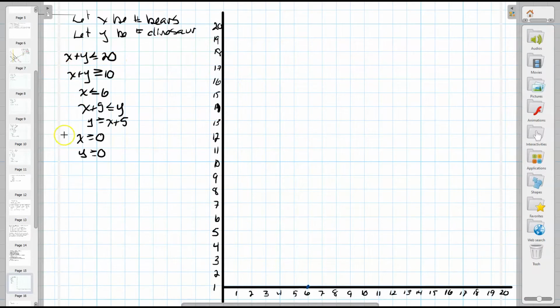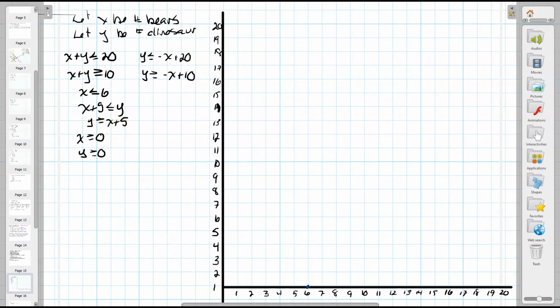Now that I have all my constraints defined, I want to get them into the y equals ax plus b format. So we take this one, we're going to subtract x from both sides. So we get y less than or equal to negative x plus 20. Same thing with this one, subtract x from both sides. We'll end up with y greater than or equal to negative x plus 10. The x less than or equal to 6, we don't need to change. I've already worked through this one, so we've already got y greater than or equal to x plus 5.